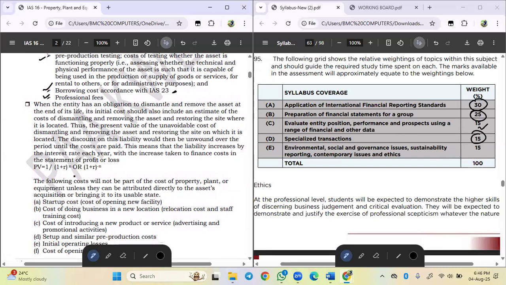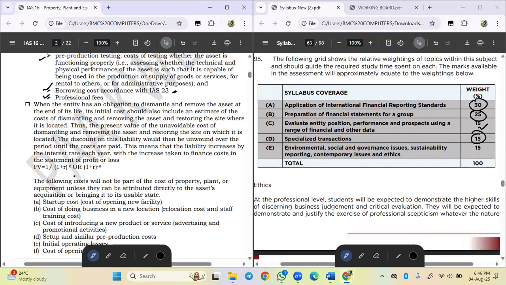So we have startup costs, okay, that's the cost of opening a new facility. So sometimes after they are done building or something, they will have this ceremony to open the facility. Sometimes they will cut, I've forgotten the name. So that thing is not part of the cost of the asset because already the building is in a usable state. So you can use it without the startup cost or without a particular ceremony. Still, you can use the asset. So that's excluded from it.